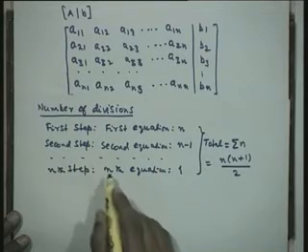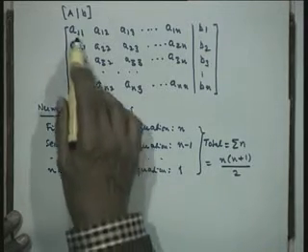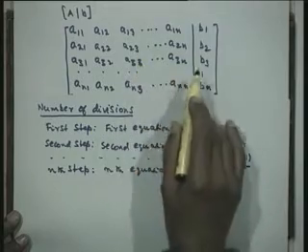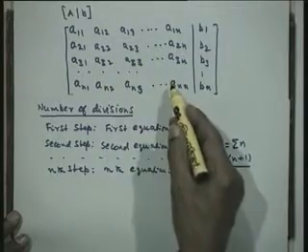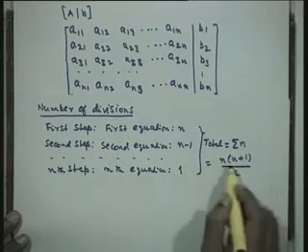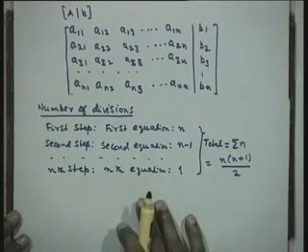Now, the divisions have all been carried out; all the pivots have been brought to 1. So, when we back substitute, there are no further divisions, because the elements have already been made 1. Therefore, the total number of divisions in our Gauss elimination is only n into n plus 1 by 2.